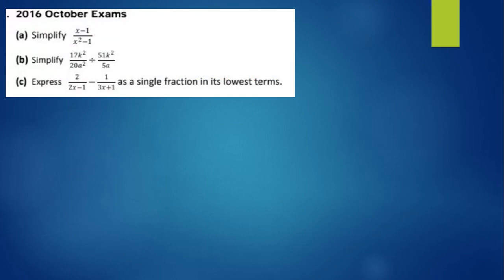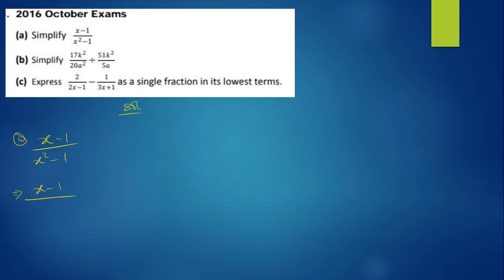So let's start. Okay, so we have this question that came in the 2016 October exams. The first question is saying simplify x minus 1 over x to the power 2 minus 1. So how can you simplify that one? You're having x minus 1 over x to the power 2 minus 1. Here, the top part, x minus 1, you cannot subtract a letter and a number, so you just maintain it like that, but you can deal with the down part.